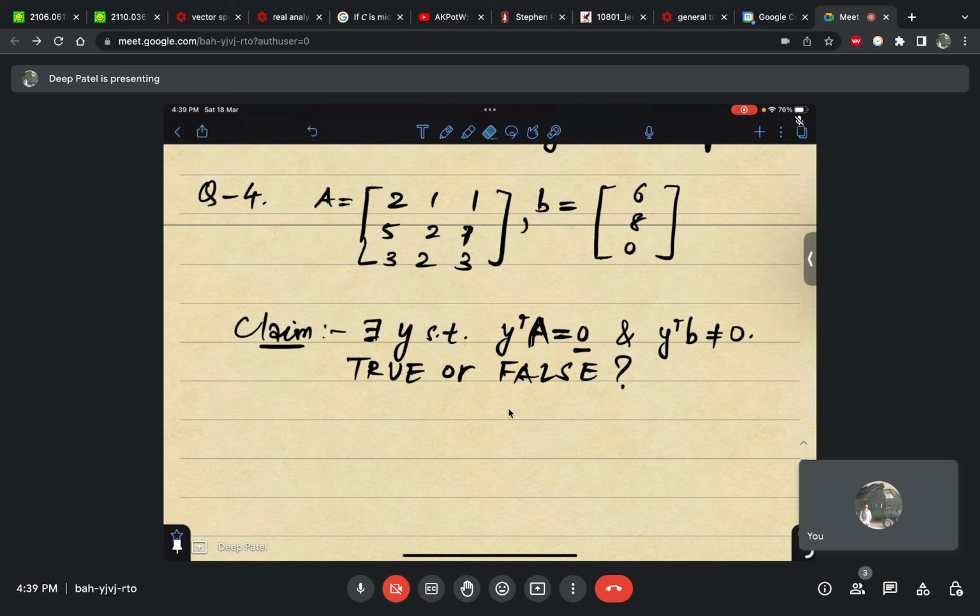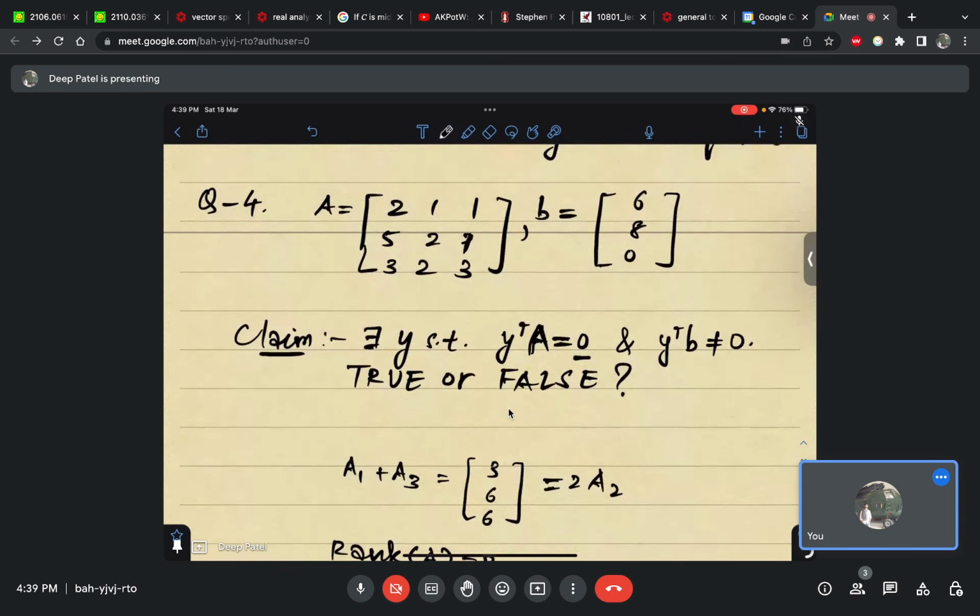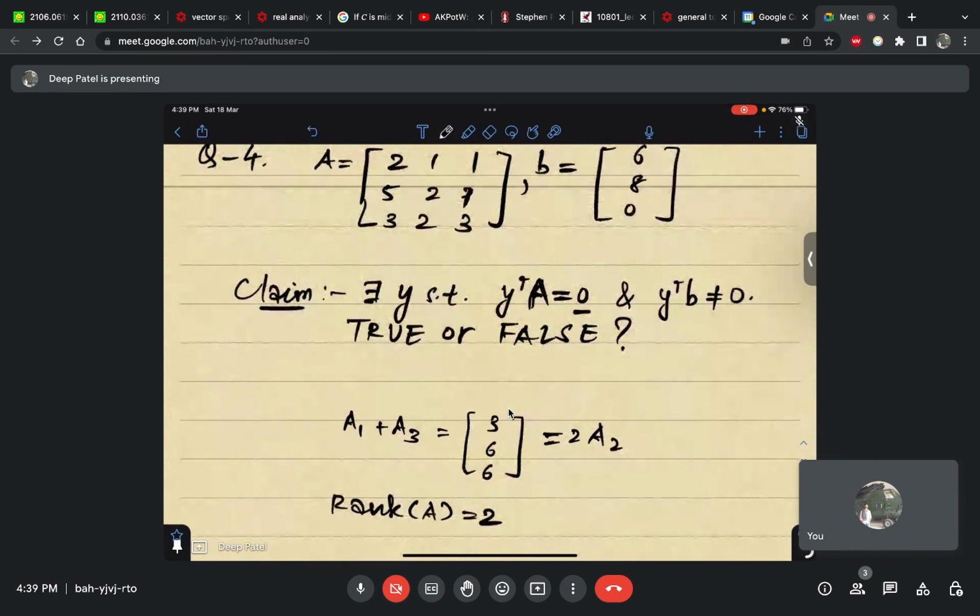If we sum up the first column and third column, that gives 3, 12, and 6. So this is 2 times A2, right? Yeah, you're right. So the rank is 2. Is there any other dependency that we are missing out on?